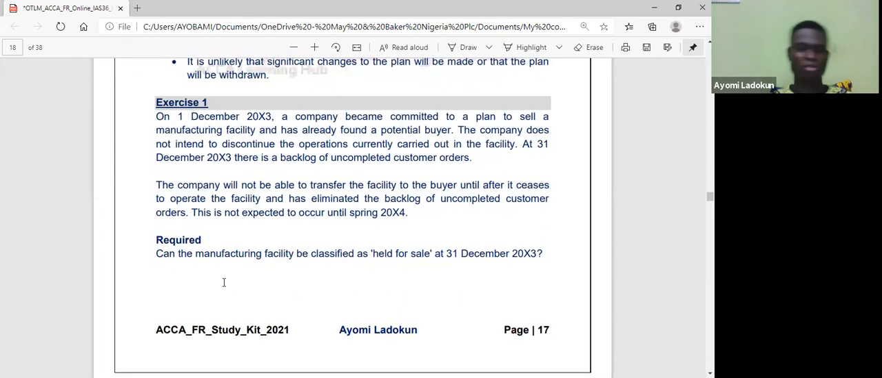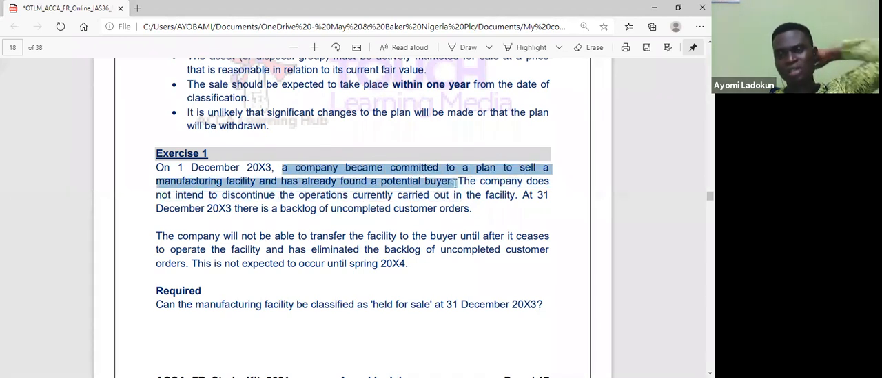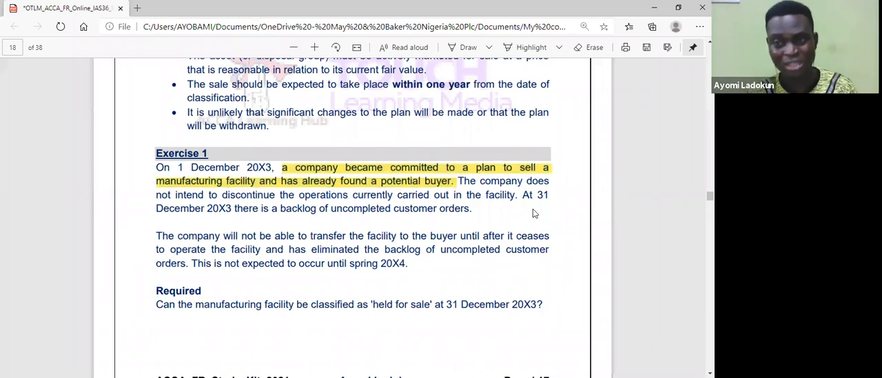So let's take a look at the question to demonstrate our understanding. The requirement says, can the manufacturing facility be classified as held for sale? On 1st December 2023, a company became committed to a plan to sell a manufacturing facility and has already found a potential buyer. They have met 2 conditions already: appropriate level of management must be committed to a plan to sell the asset, and an active program to locate a buyer and complete the plan must have been initiated. Can you see? They have met that condition, but that is not sufficient for me. I need to read further.